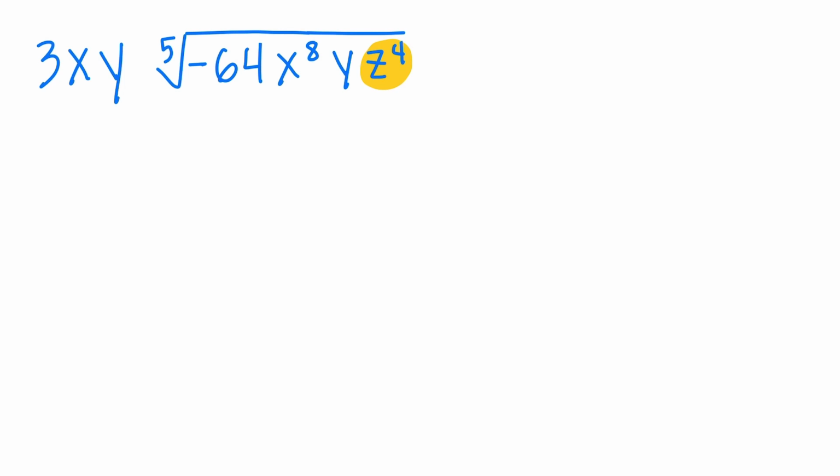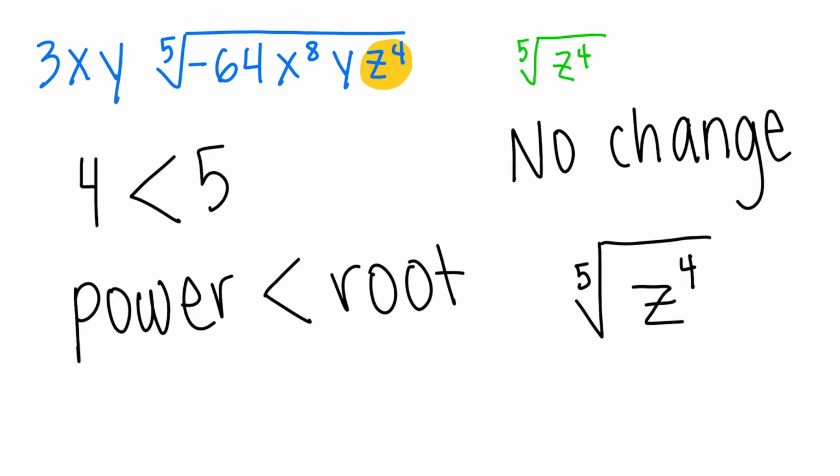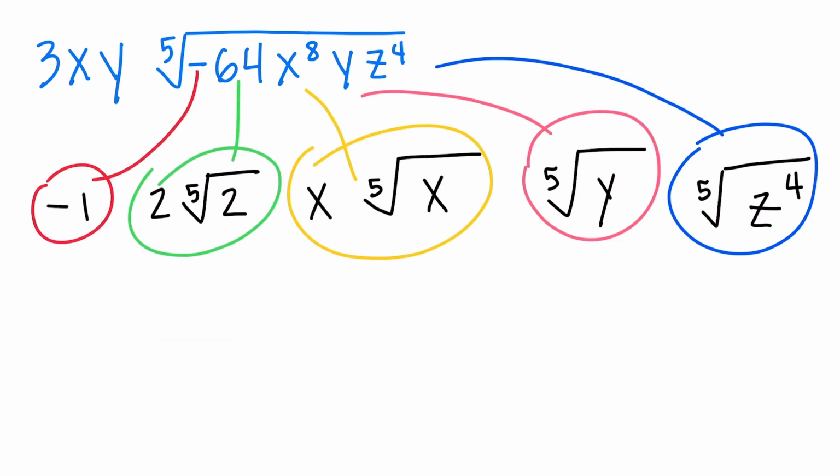Z to the 4, so we have the 5th root of z to the 4. Well, the 4 is less than 5. So in this case, our power is less than the root. So we have no change, just like what we saw in the previous slide. It's going to remain the same. Perfect, so this is what we have for each component.